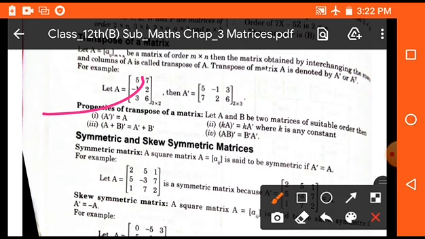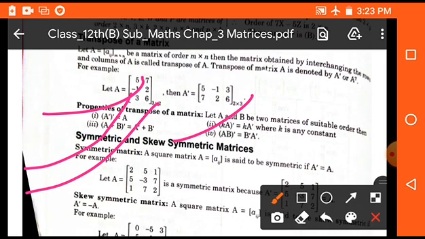Now (kA)', that means multiplying any matrix by a scalar and after that taking the transpose, we get the transpose of matrix A multiplied by the same scalar. Now in the case of addition of two matrices, we also apply transpose, and it will be the individual transpose of both matrices. In the case of multiplication, (AB)' will be equal to B' into A'.